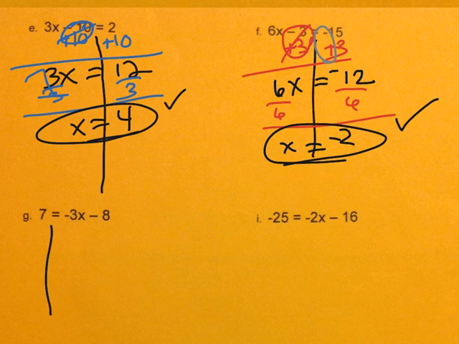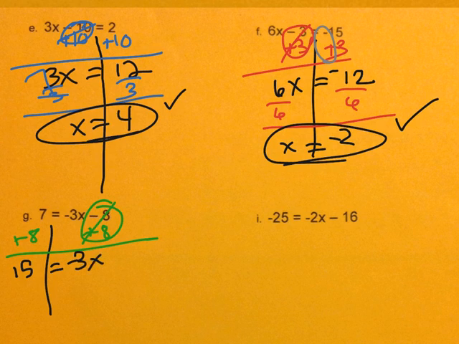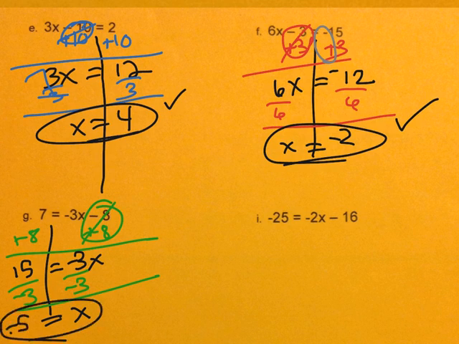This time the x is on the right, so I'm going to add 8 to zero those out. Add 8. That leaves me with 15 equals negative 3x. I need to divide both sides by negative 3. That leaves me with 1x on the right, because a negative divided by a negative is positive, and a negative 5 on the left. Be careful with your positive negatives. Okay. Negative 5 times negative 3 is positive 15, and 15 minus 8 is 7, so it works out.